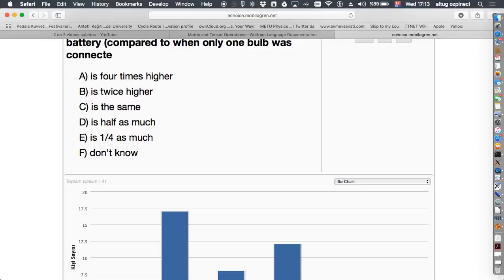Okay, why B? There are like 17 people who said that the power output will be twice as high. Why? Okay, I will repeat in English. So what he says is that the voltage, the EMF of the battery, is constant. The equivalent resistance is just halved because you are connecting two resistors in parallel. So the current is twice. The power is nothing but the EMF times the current. Since the current is twice, the power output of the battery is twice higher. So that is his explanation.